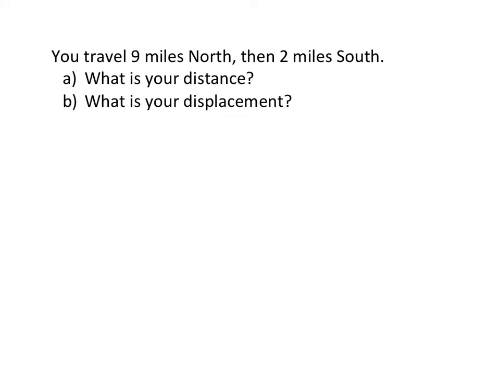All right, in this video, we're going to look at the difference between distance and displacement. So in this situation, you're somewhere, and you travel 9 miles north, and then you turn around and travel 2 miles south. I'm not sure if this is entirely to scale. Your distance is simply how far you walked. So if you walked 9 miles north and 2 miles south, congratulations, you've just walked 11 miles. It's kind of a lot of miles.